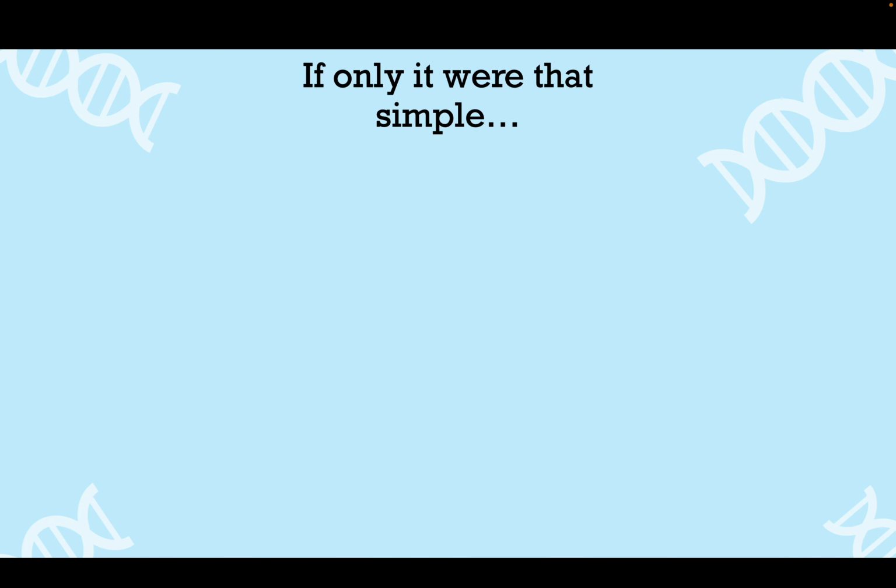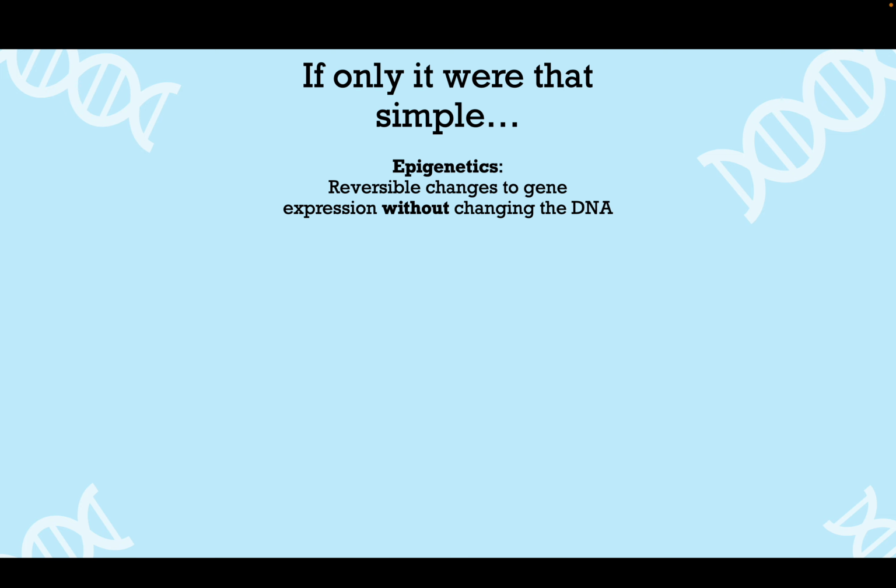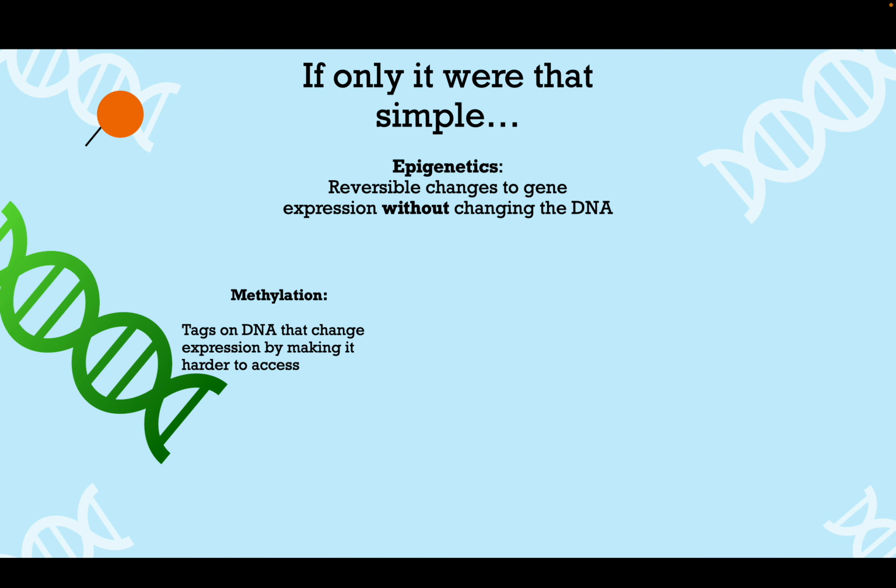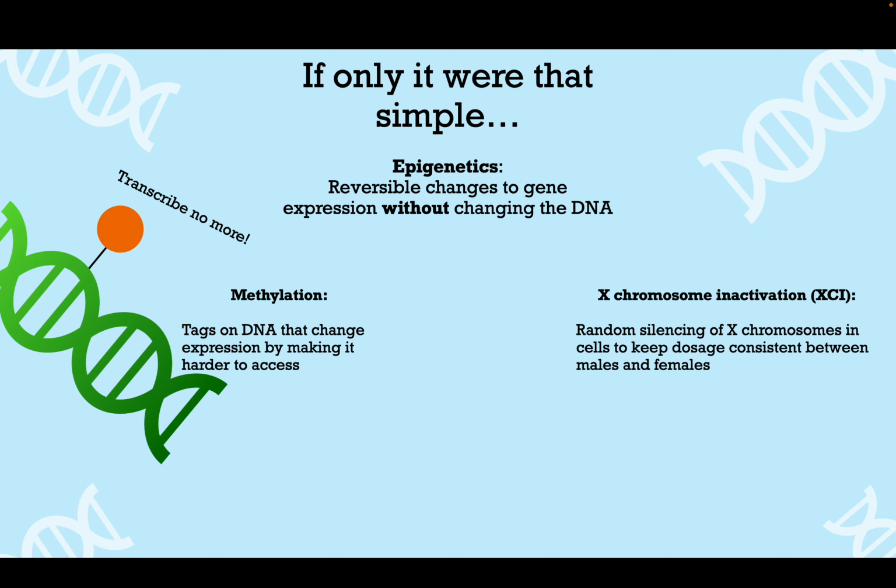See, there's this phenomenon called epigenetics. It's a process that causes changes to gene expression without ever changing the DNA coding for those genes. There are two main types that throw a wrench in how Fabry disease progresses. The first is called methylation. These are small tags to DNA that make the sequence harder to make into a protein. The second is called X chromosome inactivation, or XCI.